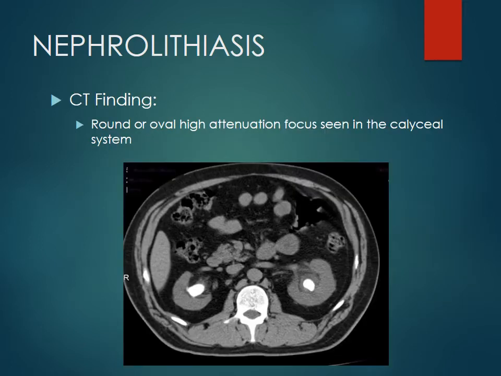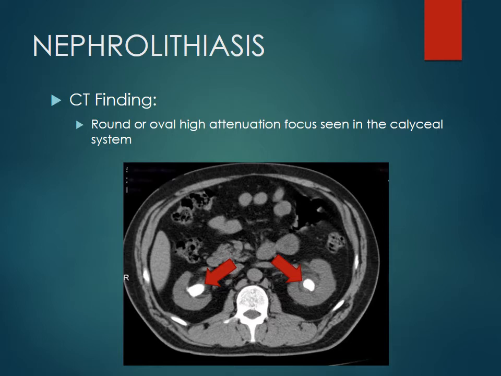On CT scan, nephrolithiasis would be appreciated as a round or oval high attenuation focus within the calyceal or collecting system. As pointed out by the two red arrows, these are the round or oval high attenuation foci that are seen in both kidneys for this patient.